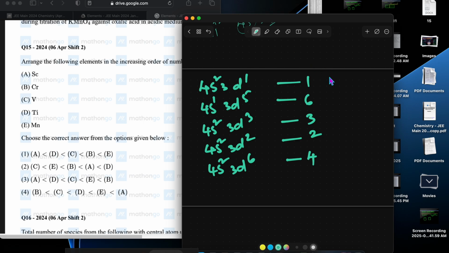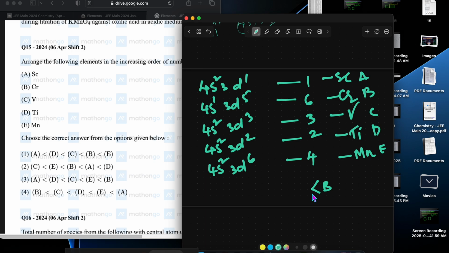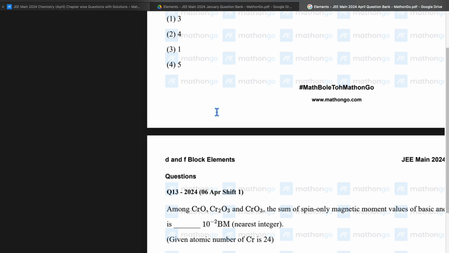So this element is scandium, this is chromium, this is vanadium, this is titanium, this is manganese. So A, B, C, D, E. सबसे हाईएस्ट B, B के बाद E, E के बाद C, C के बाद कौन आएंगे? D, D के बाद कौन आएगा? A. So that's the option 1 is the answer. Option 3 is the answer.